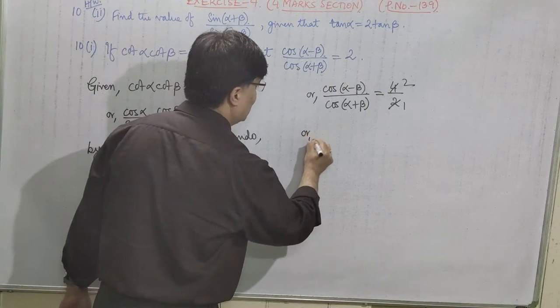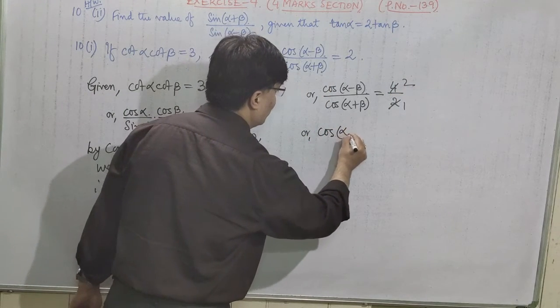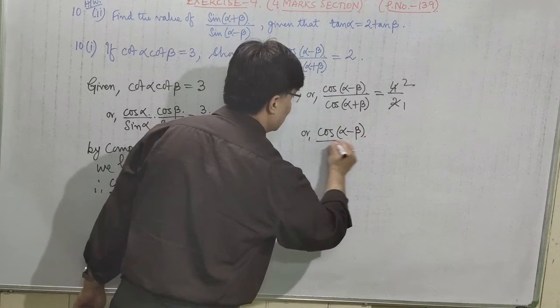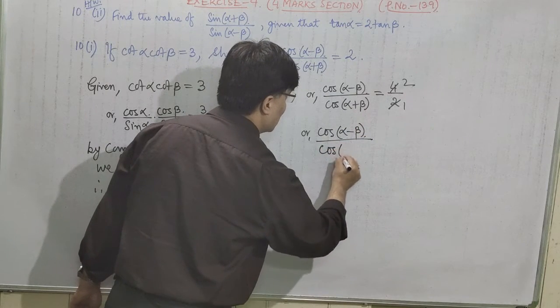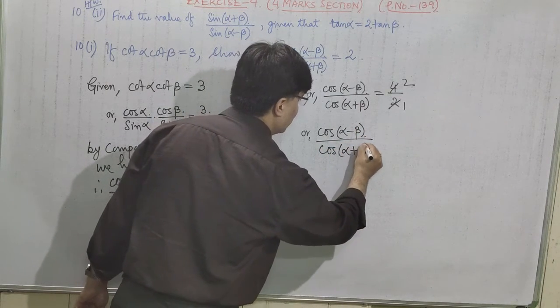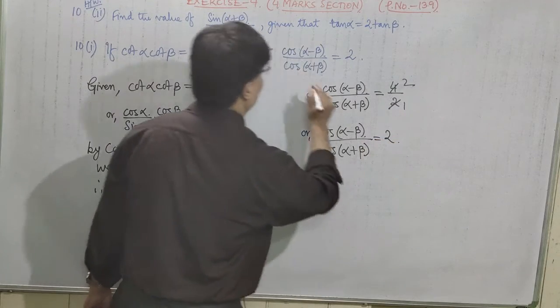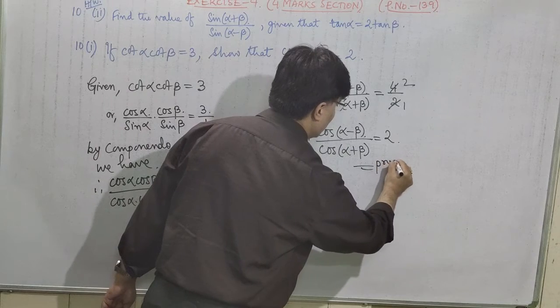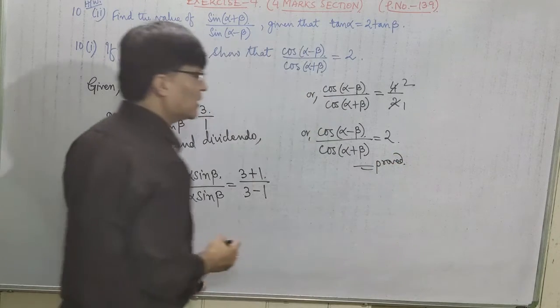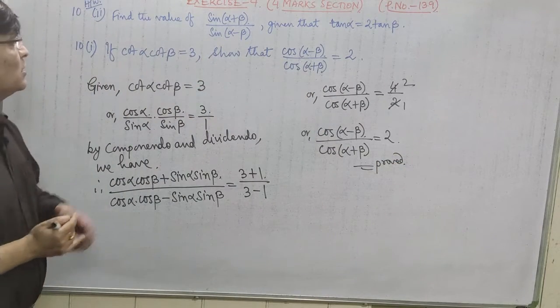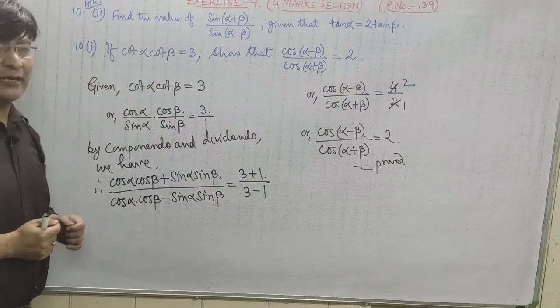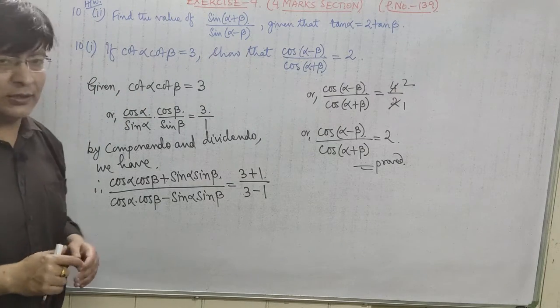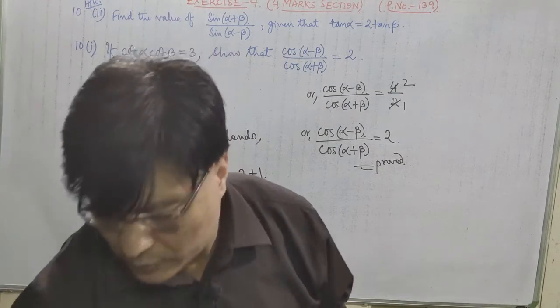So what do we get now? It is cos of alpha minus beta divided by cos of alpha plus beta, which is equal to 2. So we have proved the required result. Okay. So it is done, proved. So is that clear to all of you? So you can copy it. So similarly you can do this 10 number 2. So that is your homework. So let's do the next question now.